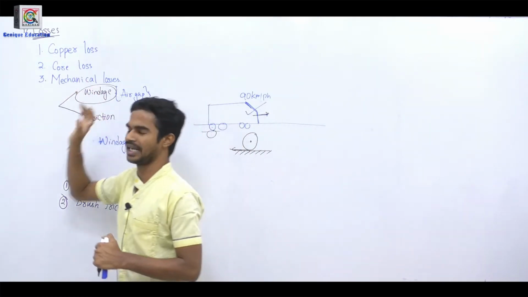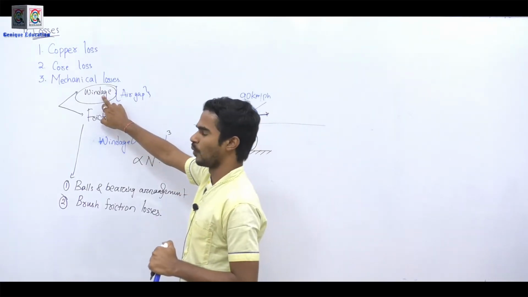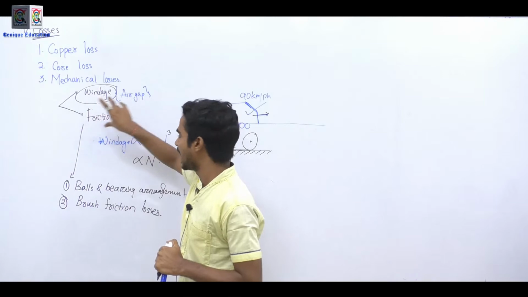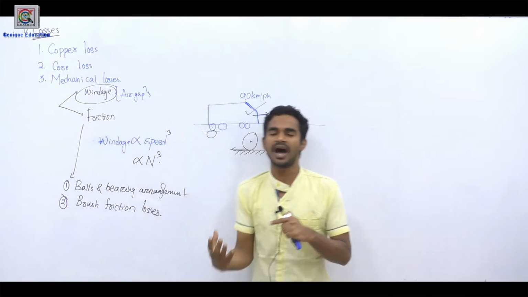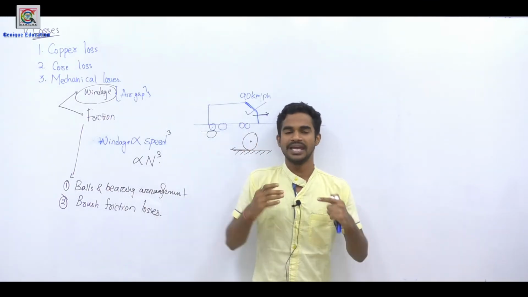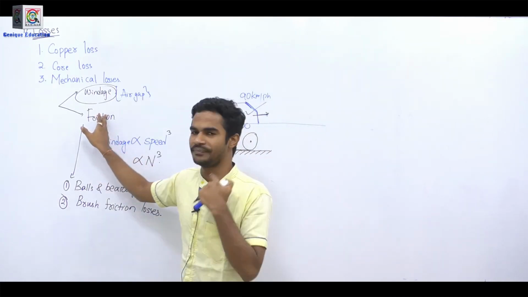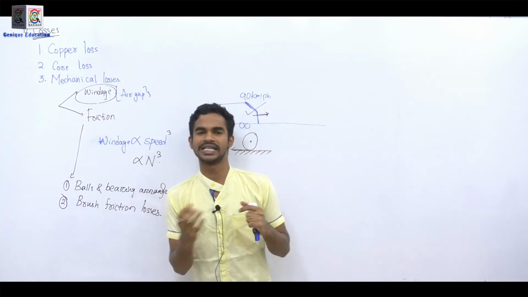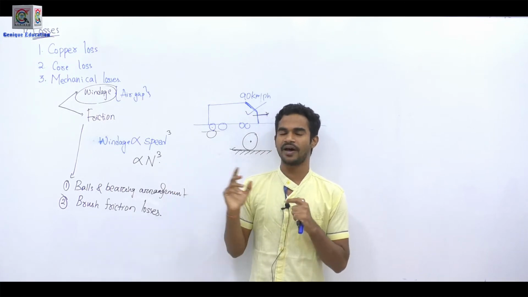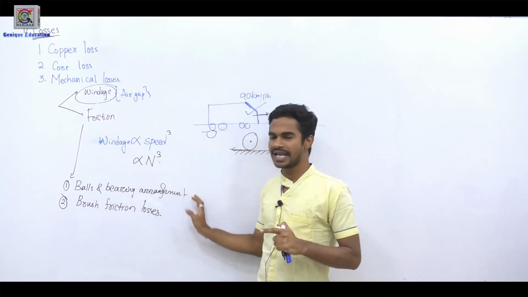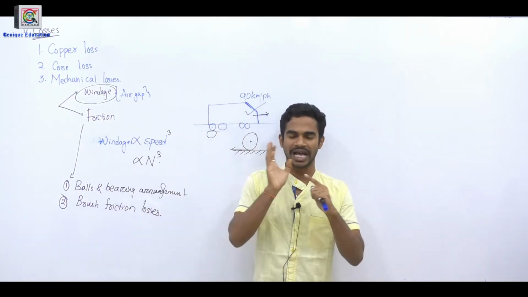Now come to the mechanical losses. Mechanical losses are basically categorized into two types. One is windage loss, the second is friction loss. Windage loss is because the rotor has to overcome the opposition offered by the air gap. Now come to the friction loss. In any rotating machine there must be a balls and bearing arrangement. So this friction loss is due to the balls and bearing arrangement, and the second is the brush friction loss. All this terminology I have already explained to you.